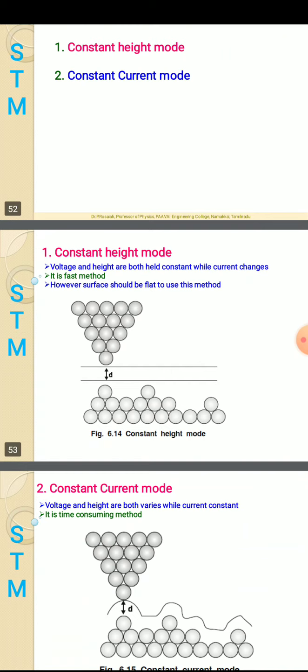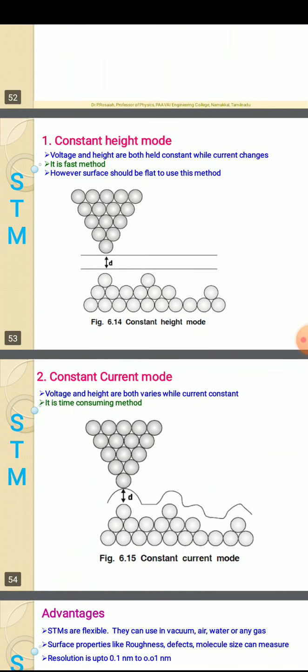The second one is constant current mode. Here current is constant but the height is not constant. So voltage and height both vary, while current is constant. It is a time-consuming method. This is about STM.